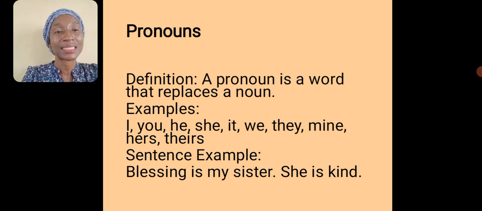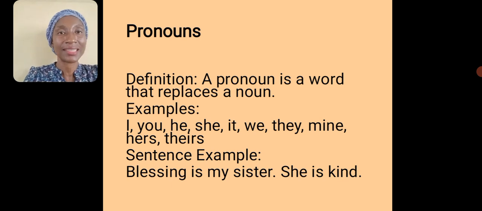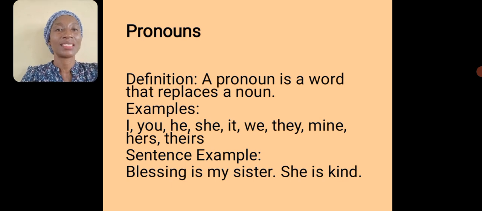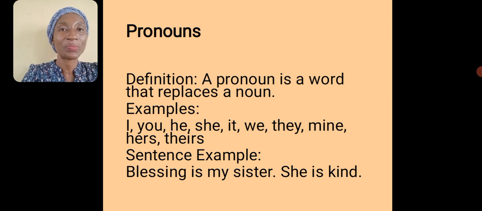Now let's look at a sentence that shows the use of a pronoun. Blessing is my sister. She is kind. The word Blessing is the name of a person, used in the first sentence. You don't want to repeat Blessing in the following sentence, so you use she to replace the name. Therefore, she is a pronoun.